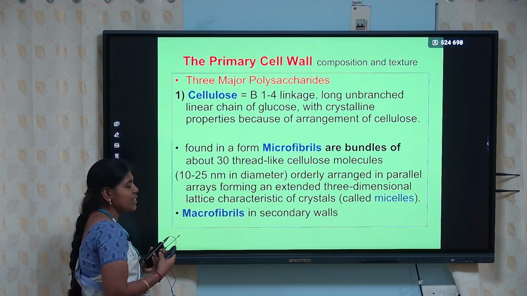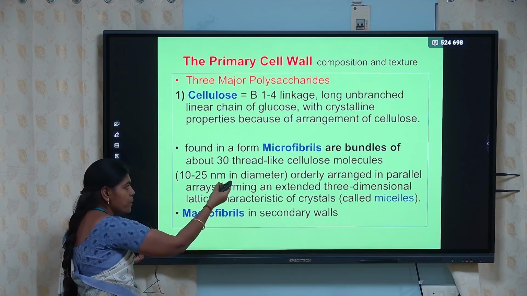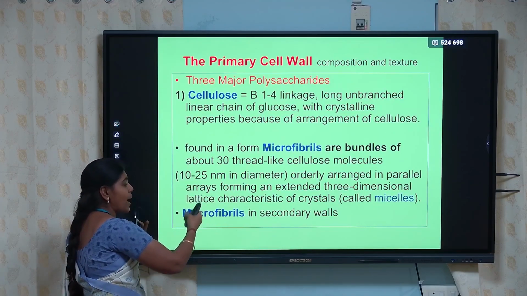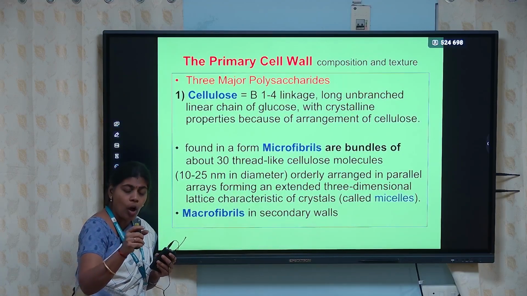The important thing is that cellulose is composed of microfibrils and macrofibrils. The microfibrils are made up of micelles, which are the smaller units of the cell wall.